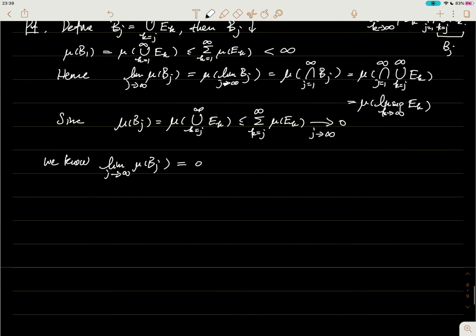Okay, and now we show that on the one hand, the limit of mu of B_j should be equal to the measure of the upper limit of E_k. On the other hand, we show that the limit is equal to 0, and that's why we claim that this is just equal to 0.